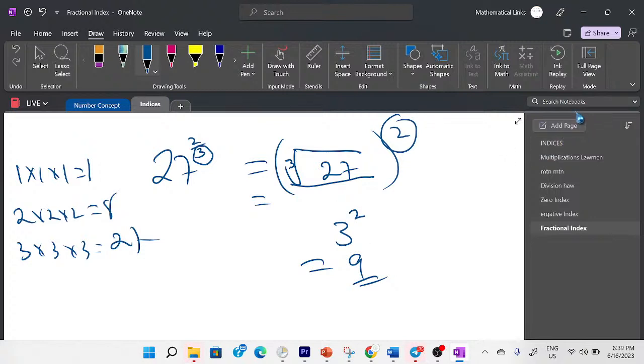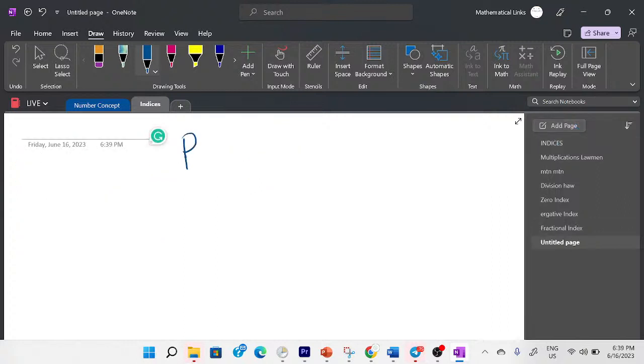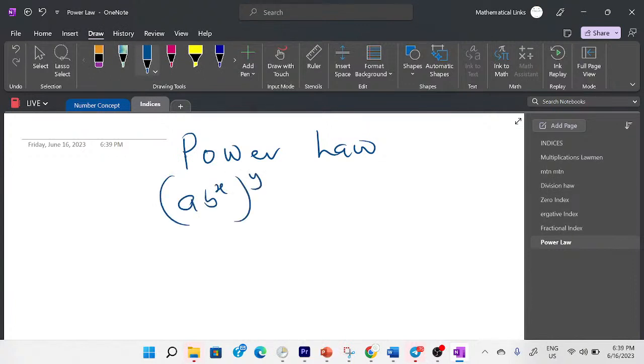So let's go to the last one, and that is power law of indices, which is the 6th one. So the power law has to do with powers. Let's say you have a, b to the power of x, then to the power of y. Okay, so anytime you have more than one power, then you apply power law of indices. So this power of y is meant for everything you have inside the bracket.